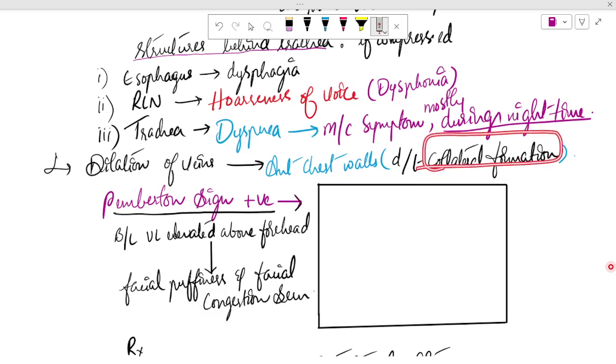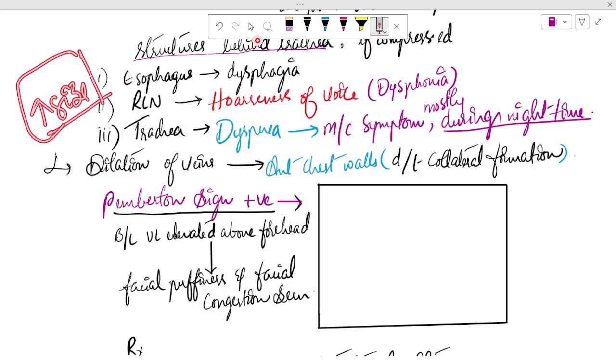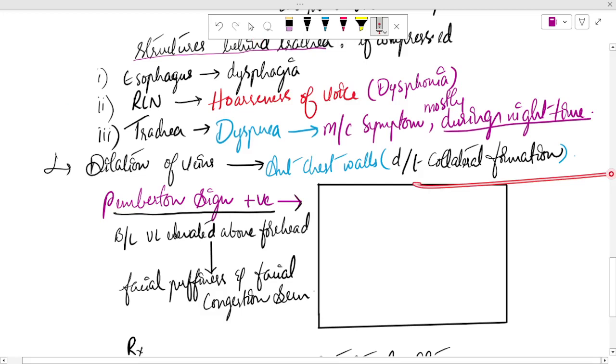Why due to formation of collaterals? Because the goiter, which is increasing in size, compresses the surrounding or adjacent tissues, thereby inhibiting the blood supply or vascular supply. This leads to collateral formation.